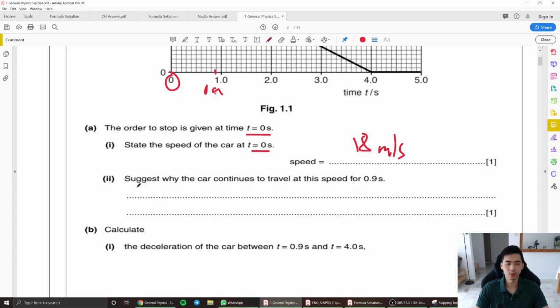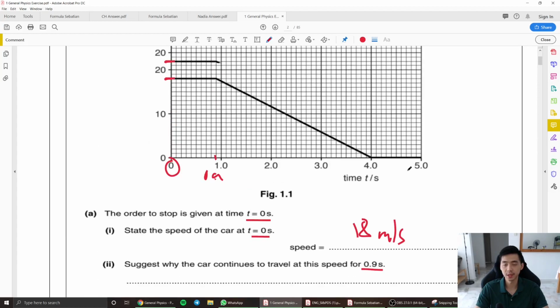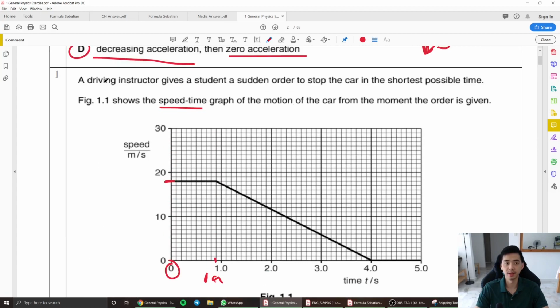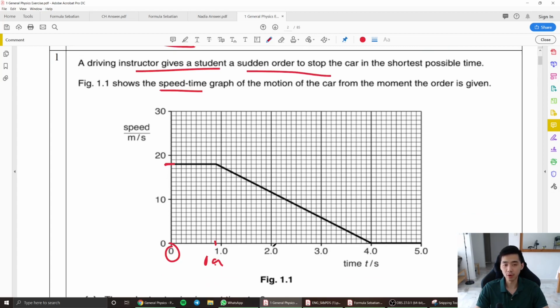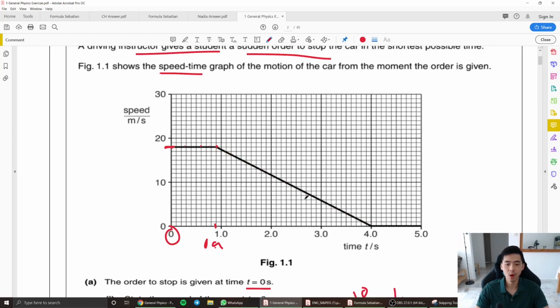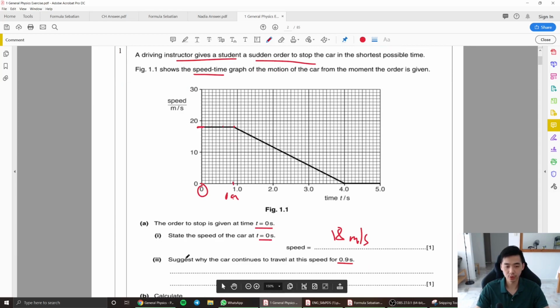Then after that, the second question asks why the car continues to travel at this speed for 0.9 seconds. Now, if you look at this question here, it says that the instructor gives the sudden order to stop the vehicle. If I look at this graph here, even though he was instructed to stop, he had to wait for about 0.9 seconds before he actually started stepping onto the brake and decelerated the car downwards here. Why is it that it took 0.9 seconds for him to finally start stopping the car?